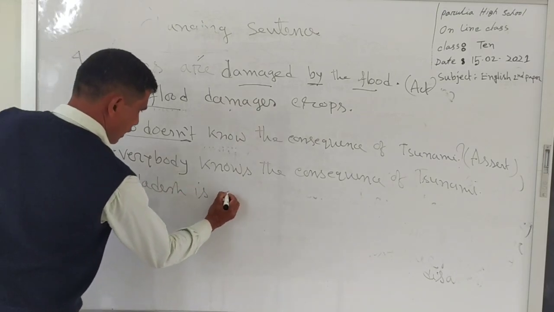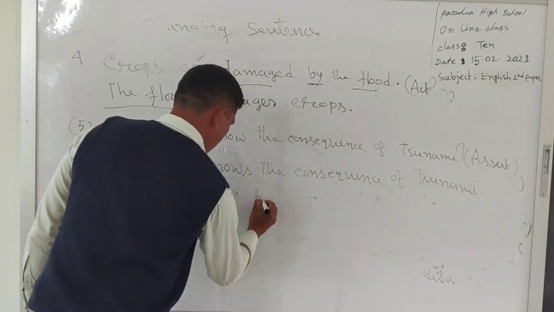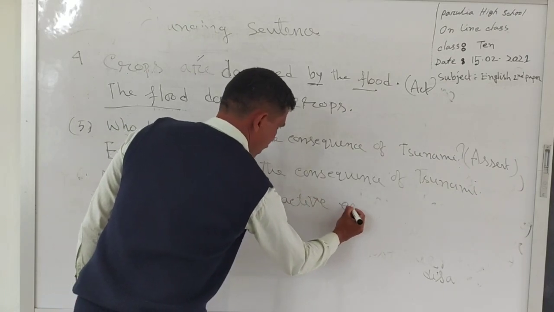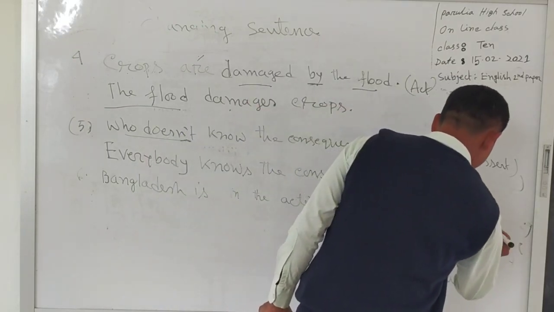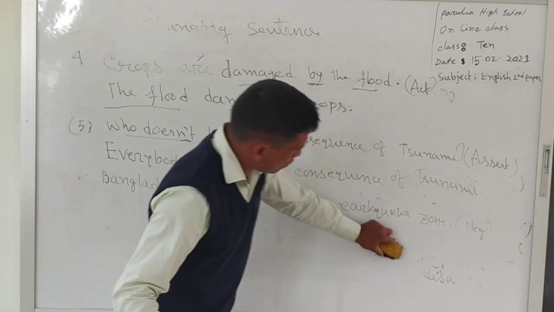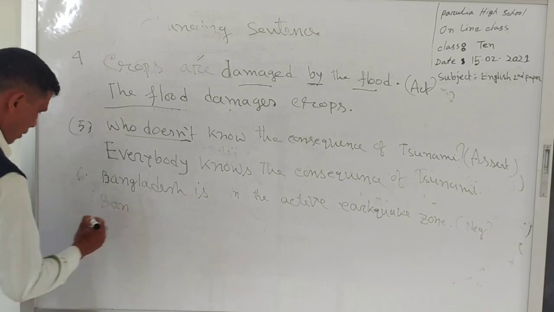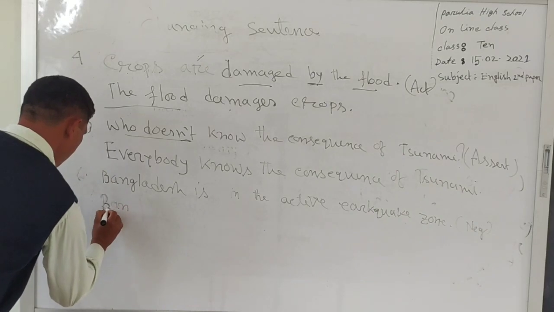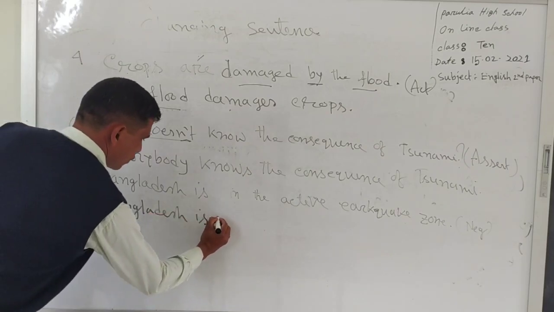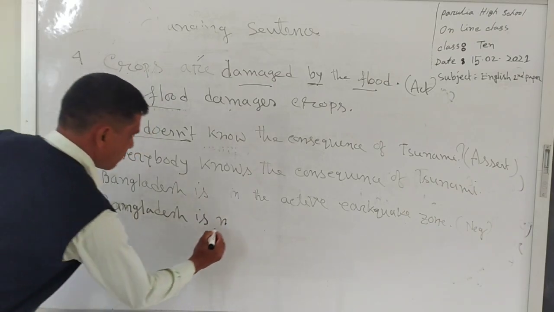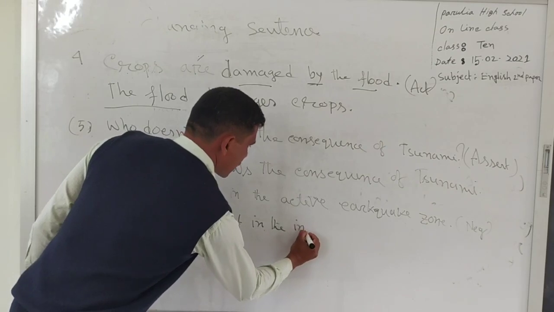Bangladesh is in the active earthquake zone. The sentence will turn into negative form. In the negative sentence, the negative form not is used after the auxiliary verb, and the opposite word of inactive.